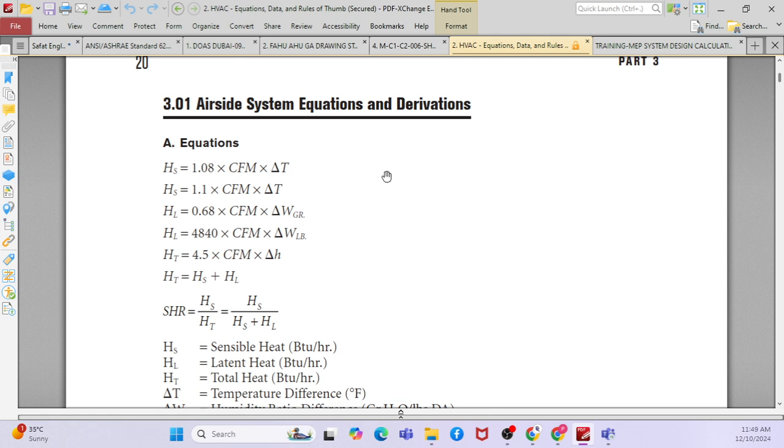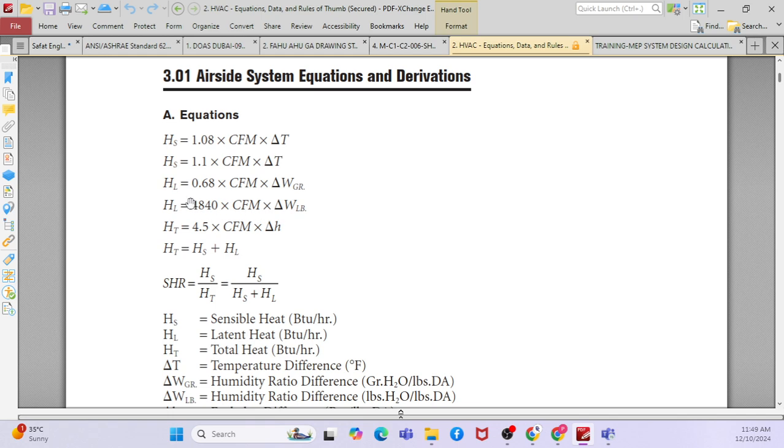So for the sensible load, the value is 1.08 or 1.1 multiplied by CFM multiplied by delta T, the temperature difference. This is sensible cooling. Sensible is nothing but change in temperature. When you go to the psychrometric chart, you will understand that change in temperature is sensible heat. Then the latent heat is 0.68 multiplied by CFM multiplied by the humidity ratio. This is a change in humidity ratio, not the temperature difference. On the psychrometric chart, you can apply that humidity ratio.